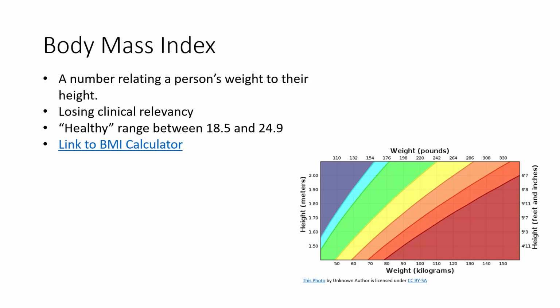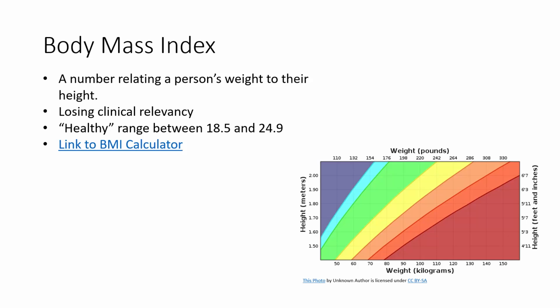Body mass index, or BMI, is different from BMR. Body mass index, BMI, is a number relating a person's weight to their height. It's losing clinical relevancy. BMI used to be everything. It used to be on every single patient report all over the place. Now they're kind of shying away from even giving that information to patients. But a healthy range is considered to be between 18.5 and 24.9. And there is a link to the BMI calculator if you're interested.